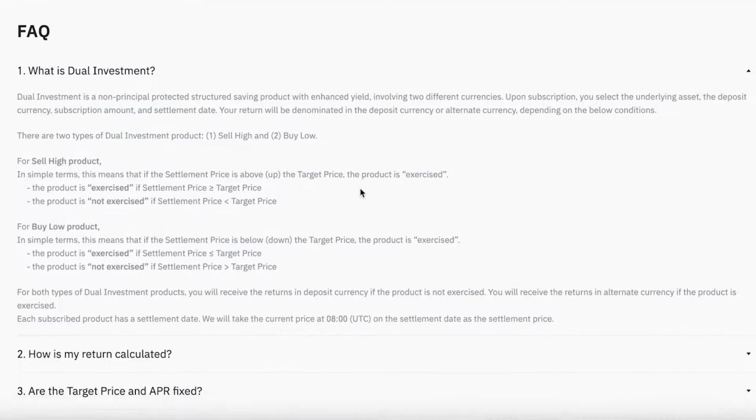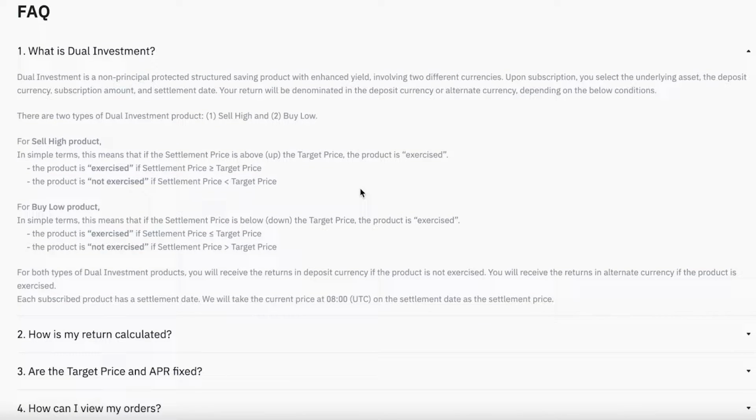For example, you can do a sell high product or a buy low product. With sell high, if the settlement price is above the target price, the product is exercised, and if it's not, then the product would not be exercised. Then there's also the buy low product, where if the settlement price is below the target price, the product is exercised, and not exercised if the settlement price is higher. So basically they're inverse of each other.